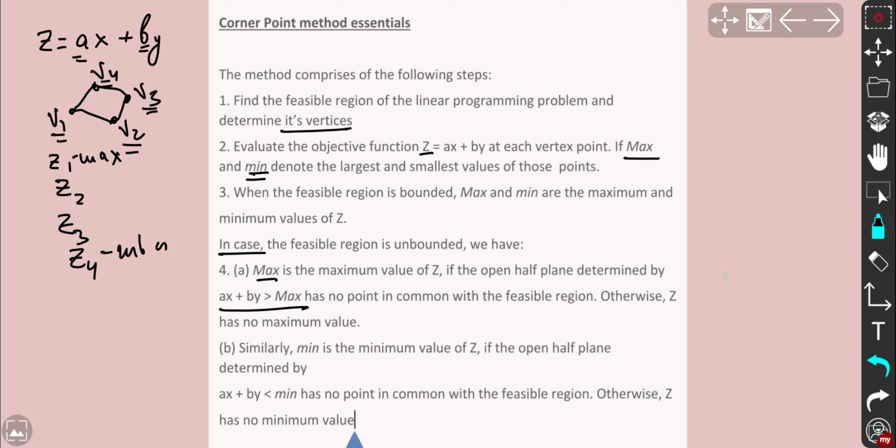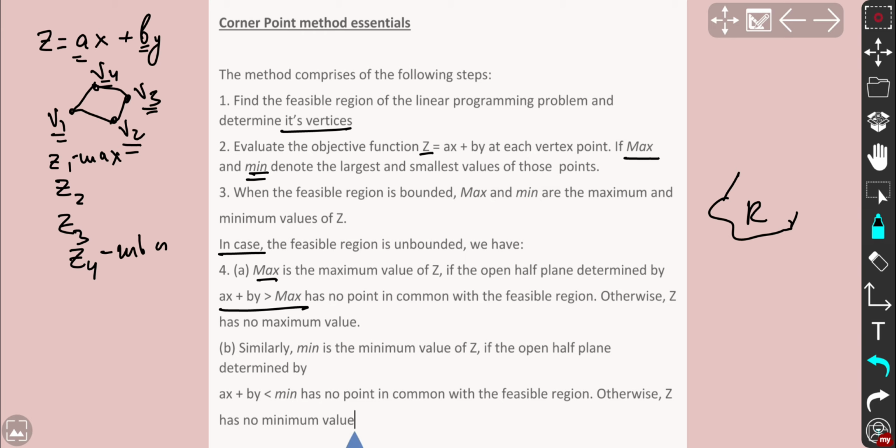It means that if you have region R with the open half plane and you calculated z, that's going to be the maximum value. So if you construct the inequality and you have your z function more than the max value, and this open half plane, because the inequality actually indicates the boundary, right, and the open part of the plane. So if it has no common points with the feasible region, in this case max becomes the maximum value of z. Otherwise z has no maximum value.